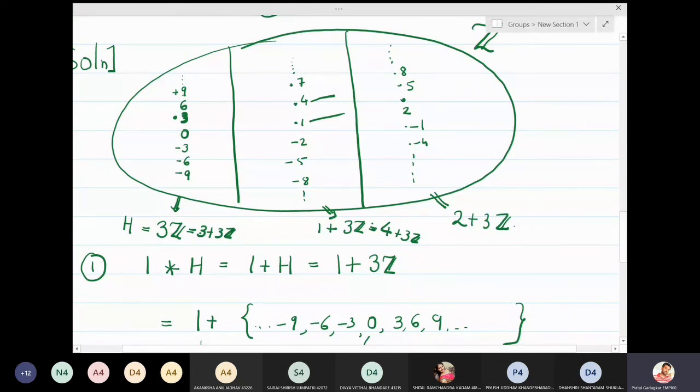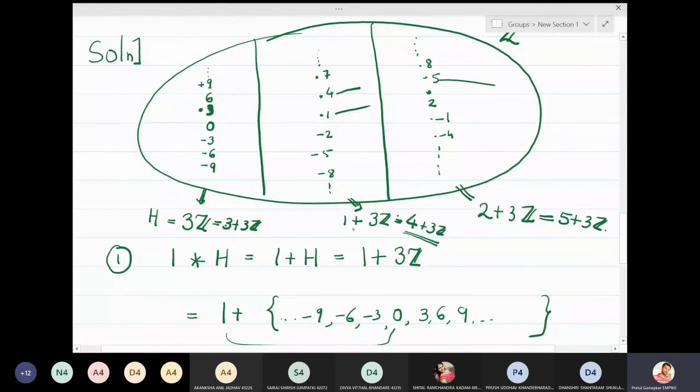And what about this one? This 2 plus 3Z can be written as 5 plus 3Z. Do you see that there is some relation here? This is something which we have already discussed in our previous classes. So what is happening here? 4 plus 3Z looks like 1 plus 3Z. 7 plus 3Z also looks like 1 plus 3Z. 5 plus 3Z and 8 plus 3Z also look like 2 plus 3Z.